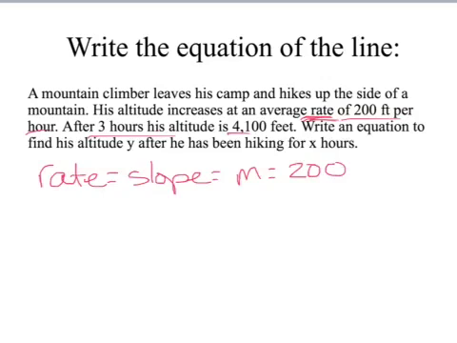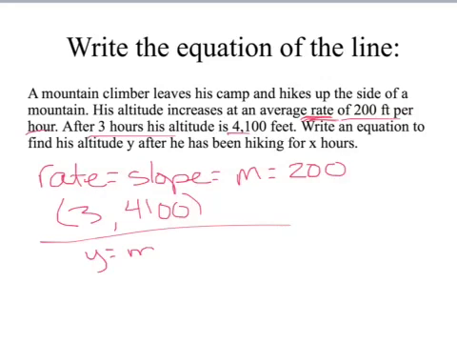Then it tells me after 3 hours his altitude is 4,100 feet. Those things seem to go together. So we want to make a coordinate out of it. 3 hours, 4,100 feet. So we want to just go right ahead and plug that into y equals mx plus b. So in this case, this is my x, this is my y. So when I'm at 4,100 feet, 3 hours has passed.